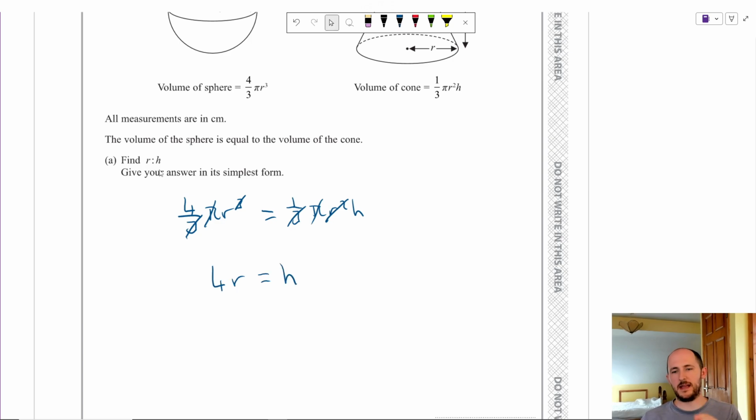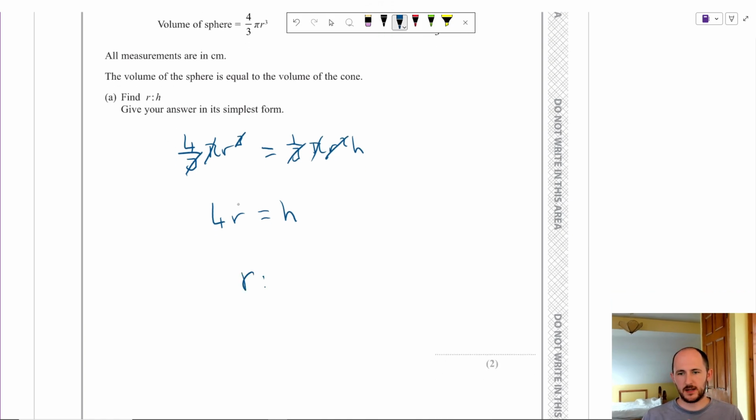Now, here's the bit where people get very confused, is this thing, r to h. Remember, the number on the left will tell you how many times bigger h is than r. So hypothetically, if I had 2 to 1, that means r is twice as big as h, because for every 2 that we have under the r, we have 1 for h. So r is 2 times bigger than h. Okay, so just read it one more time: r is 2 times bigger than h, because for every 2 units that r has, h has 1.